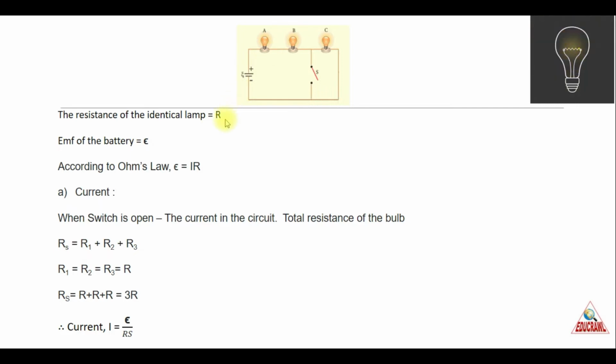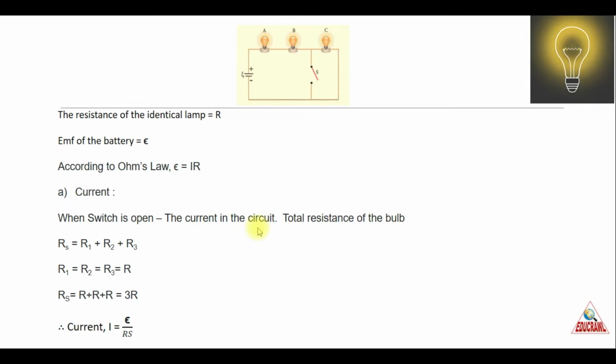So for one lamp we will take the resistance as R. The EMF of the battery is taken as psi. According to Ohm's law, psi is equal to IR. That is, V is equal to IR. EMF is nothing but the voltage. So first let us find the current. So when the switch is open, we will find the current in the circuit.